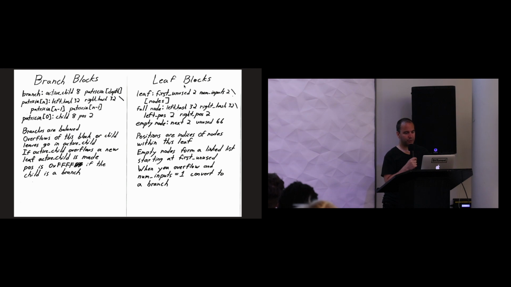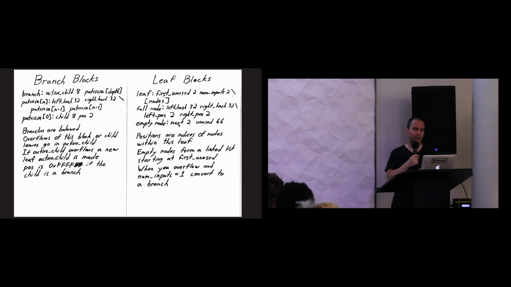The reason for this first unused and empty node here is the unused nodes form a linked list. So when you want to allocate a new node, you just pick the next one and update first unused to point to the next one after it. And if you hit the last one of them, you go, oh, I need to do an overflow, and you copy out into the active child, unless the active child is full, or you are the active child, in which case you make a new active child, or maybe you only have one input yourself, in which case you don't copy out into the active child.